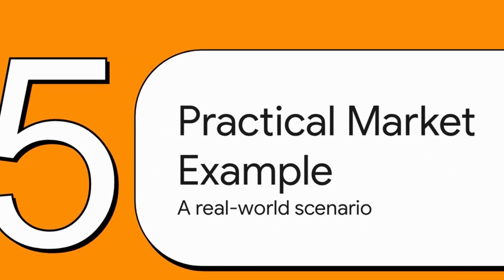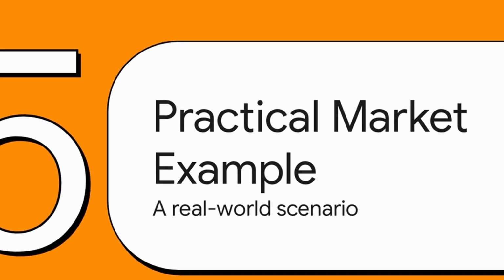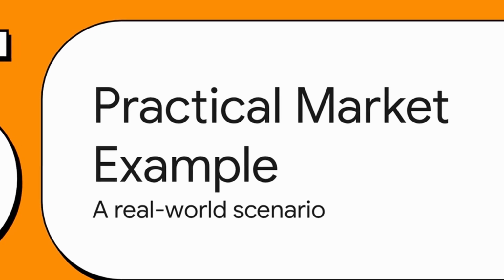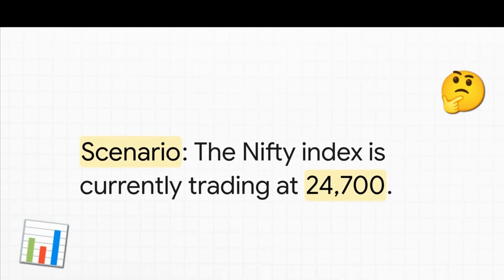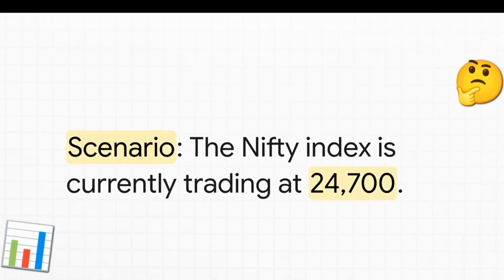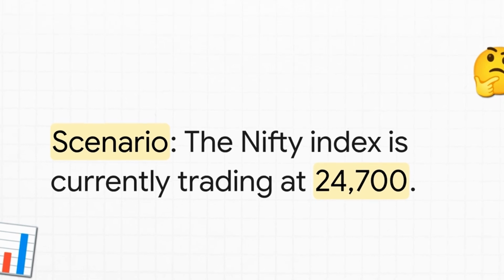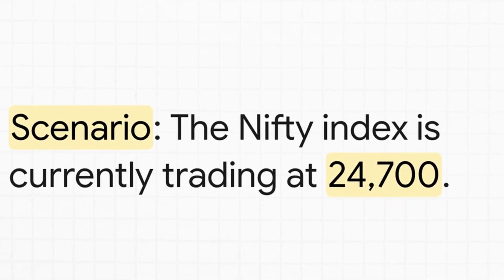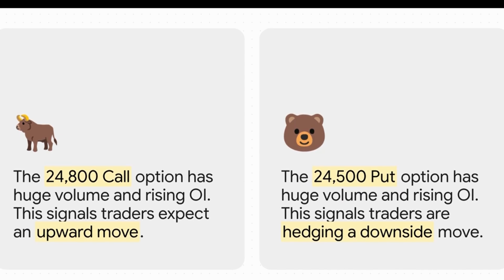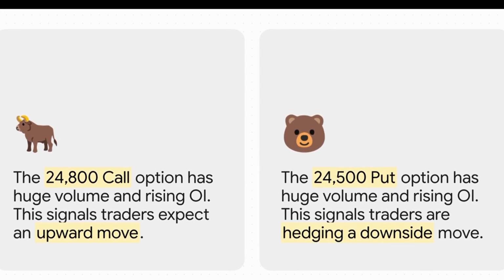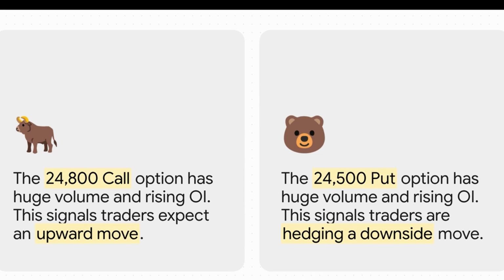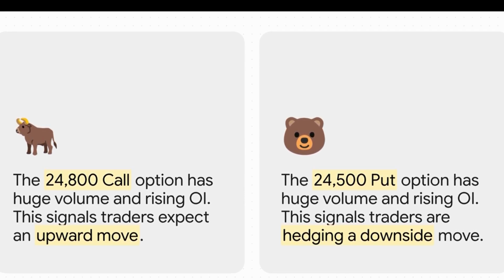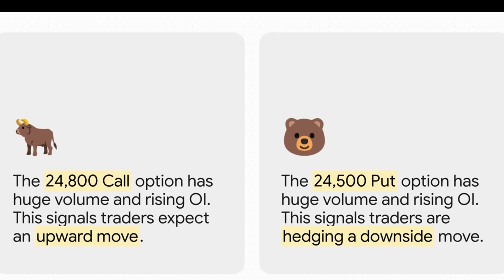All right, talking about it is one thing, but let's make this crystal clear. We're going to walk through a super simple, practical example so you can see exactly how you'd use this in a live market. Okay, so picture this. You're watching the market, the Nifty index is just chilling right at 24,700, and you're trying to figure out where this thing is headed next. Now you pull up the options chain. On one hand, maybe you see a massive surge of volume and rising open interest in the 24,800 calls. That is a loud and clear bullish signal. Traders are placing some big bets on a move higher.